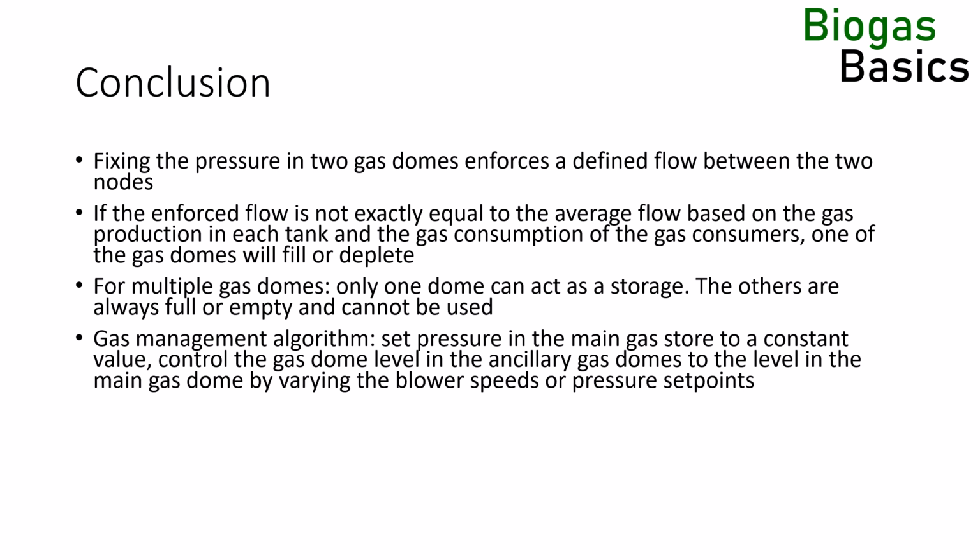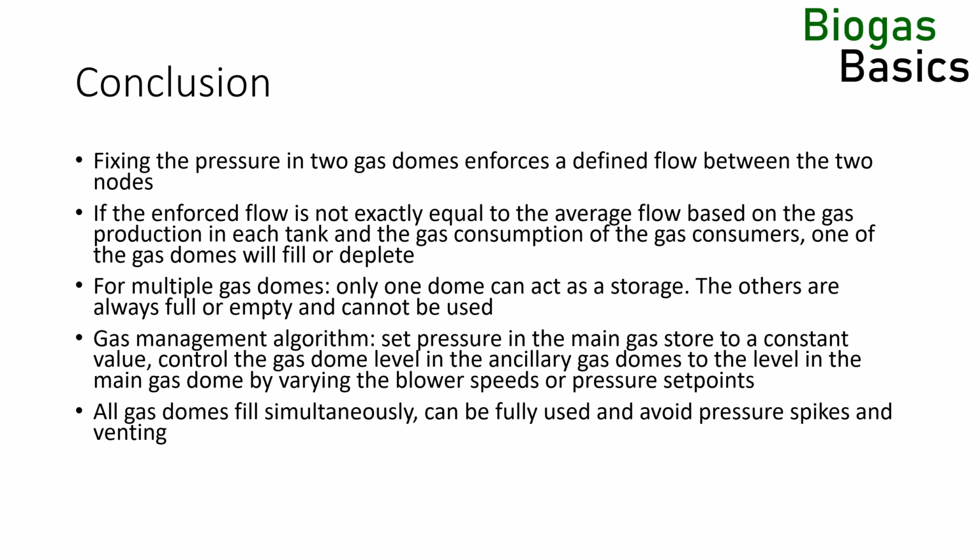For the gas management algorithm, set the pressure in the main gas store to a constant value or operate the blower at constant speed. Control the gas dome level in the ancillary gas domes to the level in the main gas dome by varying the blower speeds or pressure set points. Repeat for every ancillary gas dome individually. When a gas management algorithm is implemented, all gas domes fill simultaneously and can be fully used. Pressure spikes that are generated by gas domes filling consecutively and led to venting or flaring are avoided.